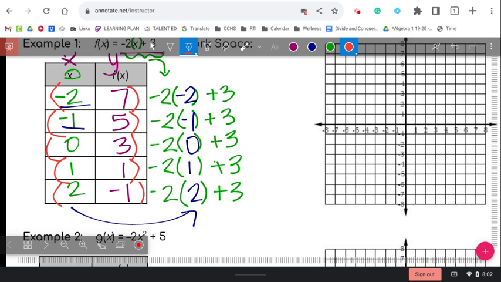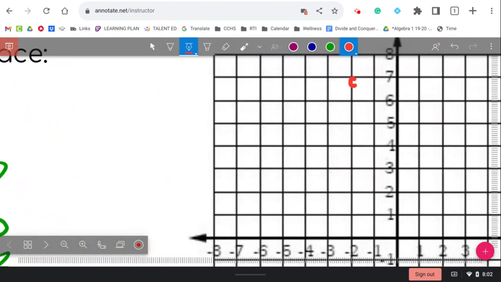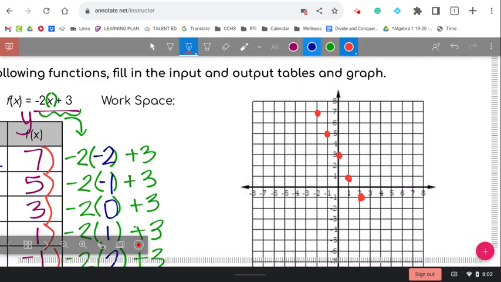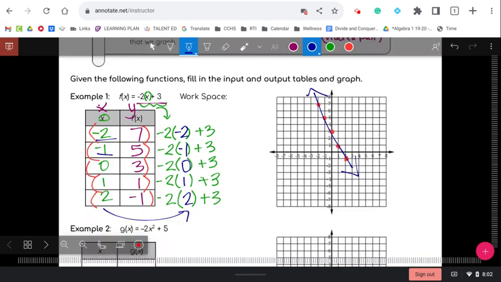So the first one we're going to do is negative 2, 7. So you're going to go over negative 2 and up 7. Then we have negative 1, 5. 0, 3. 1, 1. 2, negative 1. Wow, my points are not great. And then we're just going to draw a straight line, if I can get a straight line going through my points. Make sure you put arrows on the ends of your line. Since this is a straight line, this is called a linear function.